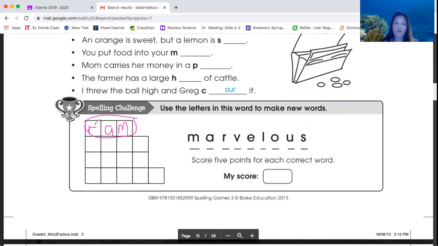Okay, once I have an R in this first spot, then when I go down, the 4-letter word also has to start with R. So let me see if I can see one. R, A, R, O, R, E. So I see raise, R, A, V, E.